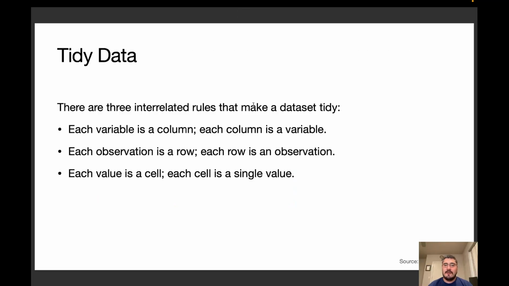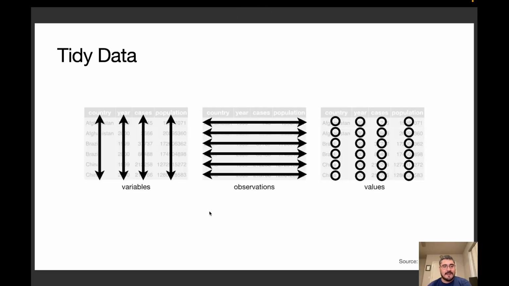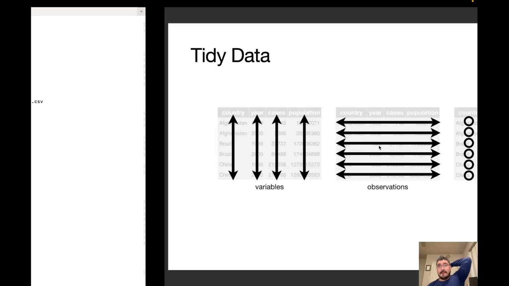Tidy data. Each variable is a column, each column is a variable, each observation is a row, each row is an observation, and each value is a cell. So we have variables in the columns, observations in the rows, and cells specify single values. That'll be important as we go through this.